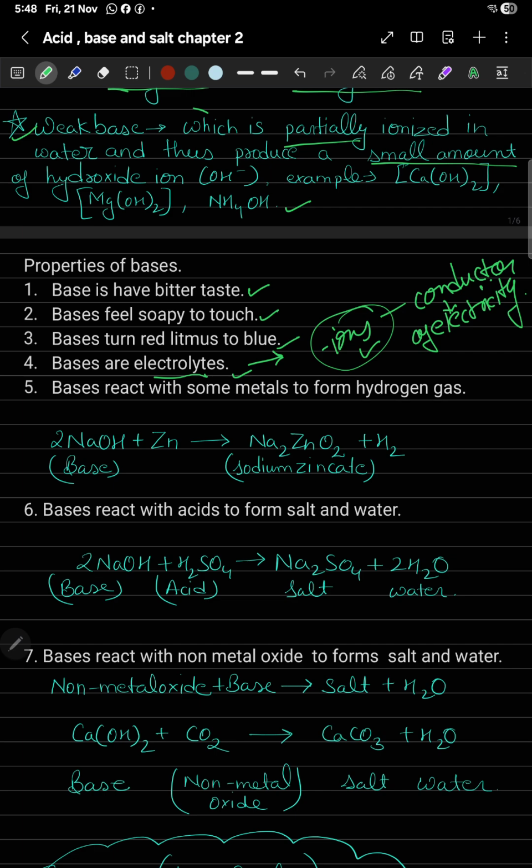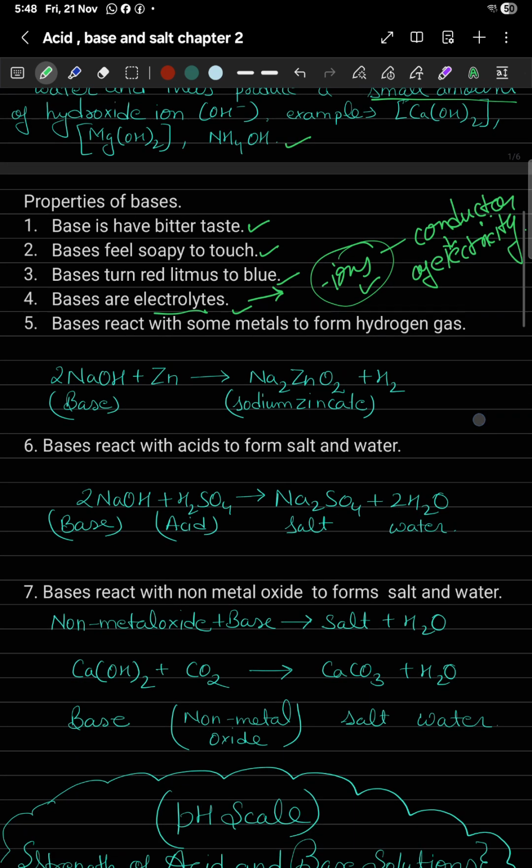Fifth point is that bases react with some metals to form hydrogen gas. We have an equation here. When metal reacts with base, what will be obtained? So we have a salt here that is known as sodium zincate. Student, this is a very important reaction for your board exams. See what happens when base reacts with zinc metal, and it gives you a blank over there, and you just fill it or balance it. So this is an equation you have to learn properly. Na2ZnO2 plus hydrogen gas is evolved here.